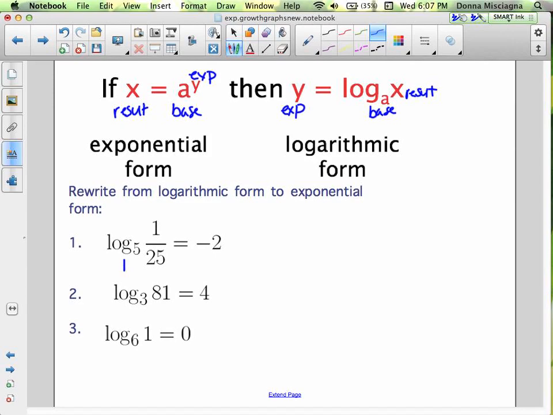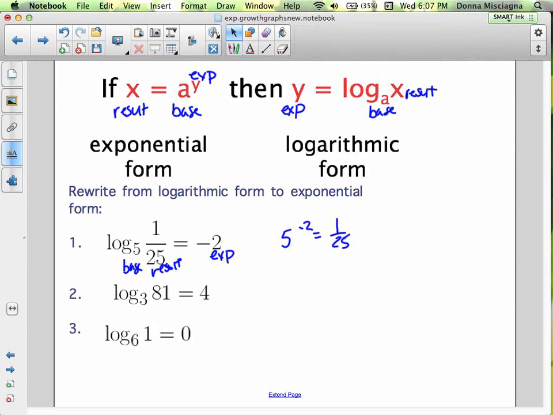So 5 there is the base. Negative 2, the answer to a log, is always an exponent, and this is our result. And so when we're rewriting this into exponential form, it's going to be 5 to the negative 2 equals 1 over 25. And there we go. That's all there is to it.